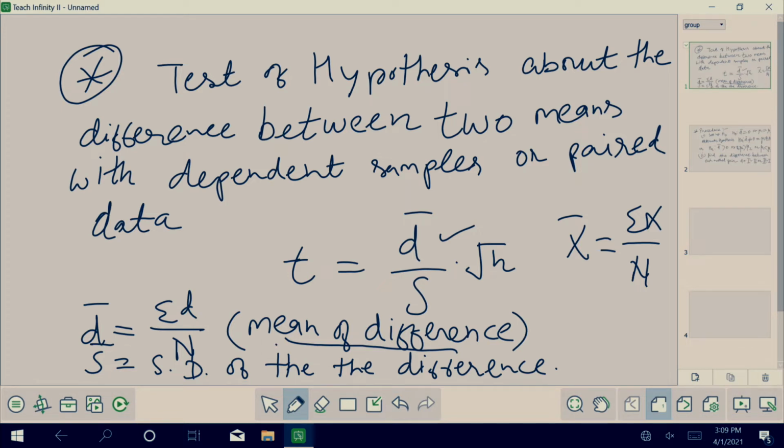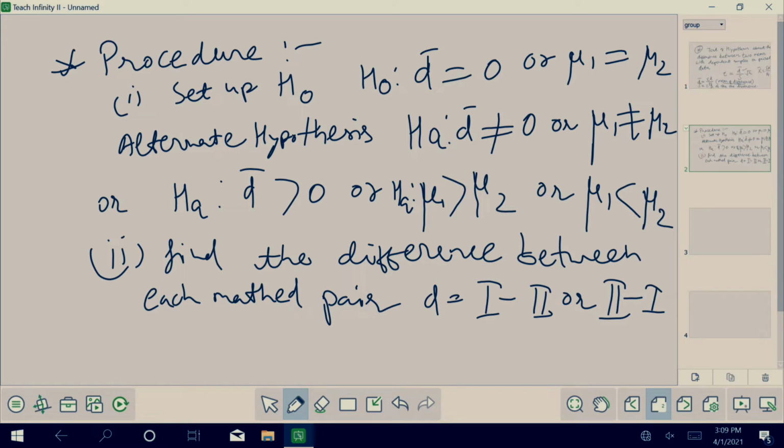And what is s in this formula? s means the standard deviation of the difference. You have to find out, first of all, d bar, the mean of difference. Second, you need SD, the standard deviation of the difference, and n is always given in your question, the number of items or number of pairs. Now see the procedure. Let us start with the procedure. What is the procedure of this test, right?